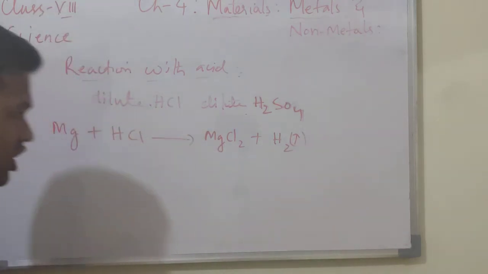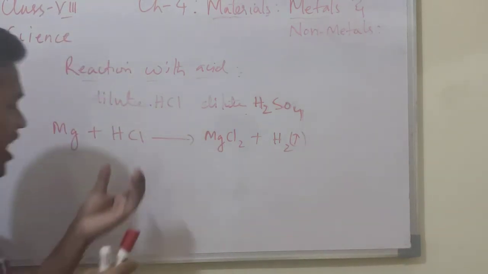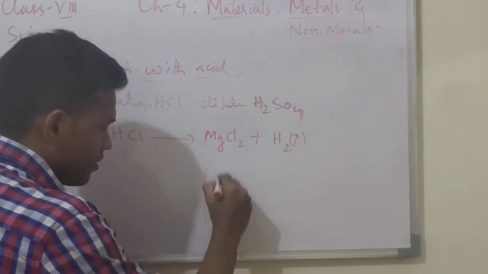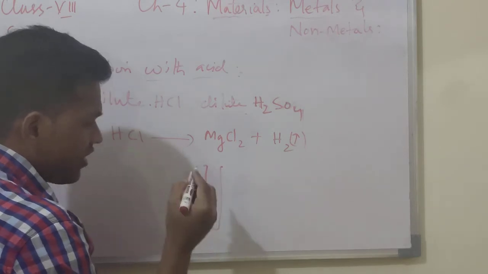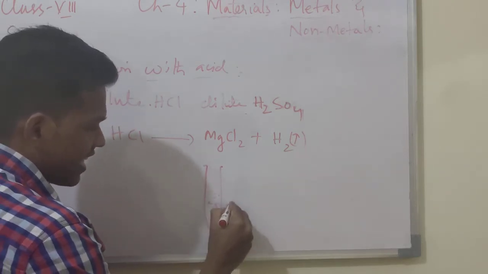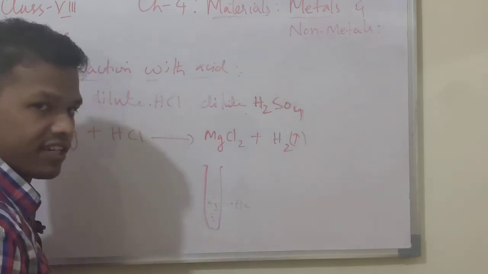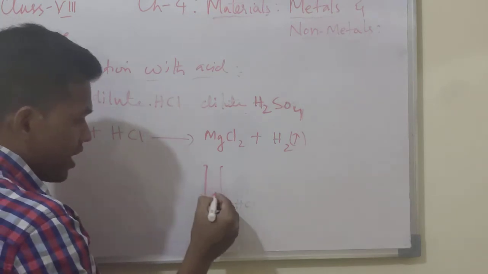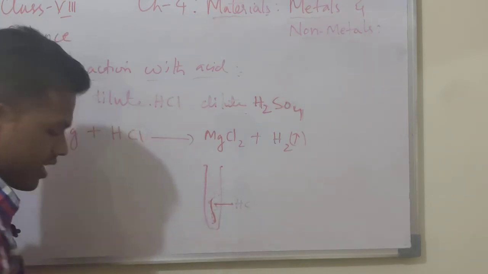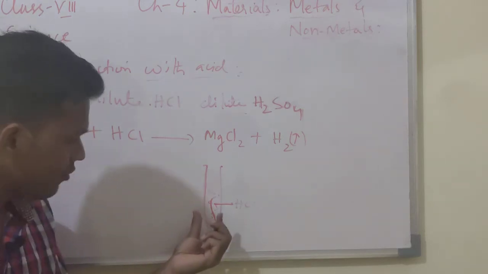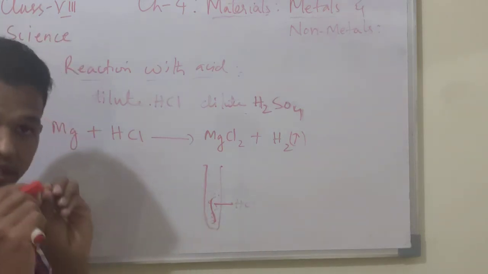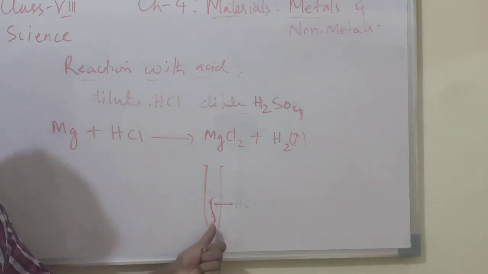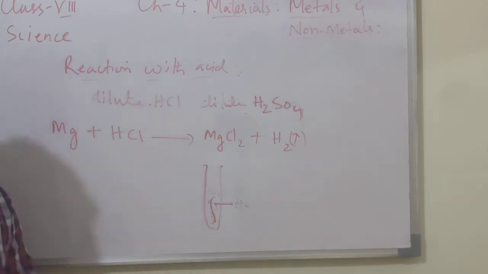What happens with this hydrogen gas? Take a test tube and keep dilute HCl in it. Take a magnesium ribbon and keep it inside the test tube. What will you observe? You will observe bubbles with a popping sound coming out of the solution. What are those bubbles? The bubbles are hydrogen gas.